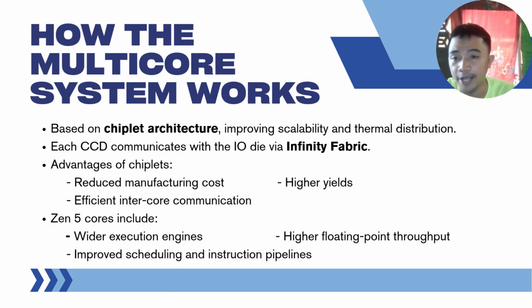The CCDs connect to the I/O die through AMD's Infinity Fabric. This allows the processor to transfer data quickly between cores and memory. Zen 5 cores include improved scheduling, larger execution pipelines, and better floating point performance. This means that the 9950X is optimized for heavily multi-threaded workloads such as video rendering, 3D modeling, scientific simulations, and large-scale software compilations. While Intel focuses on mixing performance and efficiency cores, AMD focuses on maximizing raw multi-core throughput.